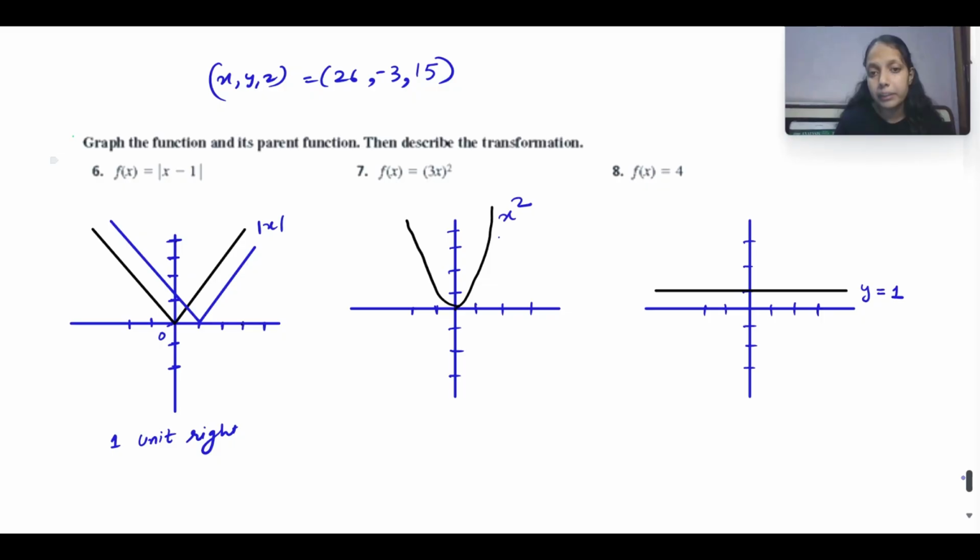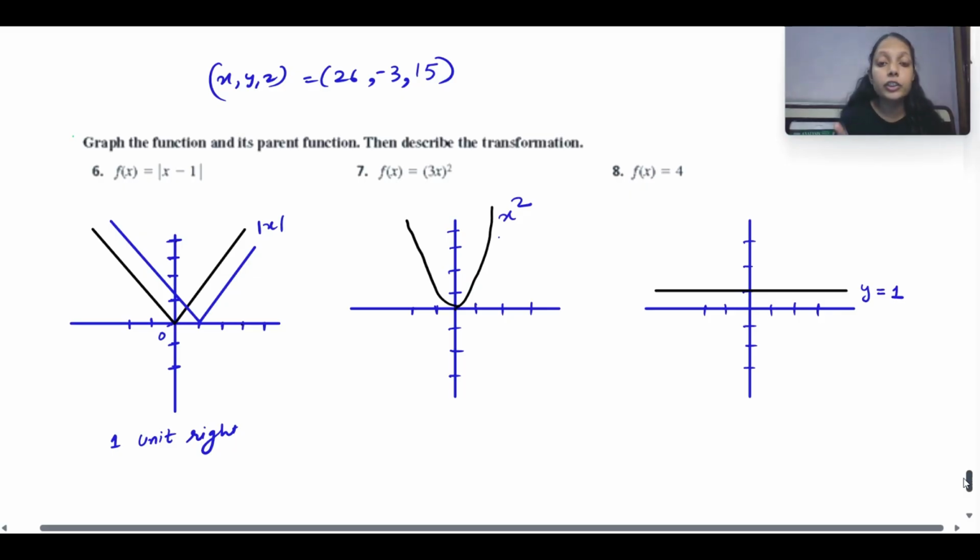Here, what happens? X squared, it is multiplied by 3 inside. Whenever multiplication is inside the x, it's a horizontal stretch or shrink. Because the number is 3, and 3 is greater than 1, it's a shrink. Horizontal shrink by factor 1 by 3.